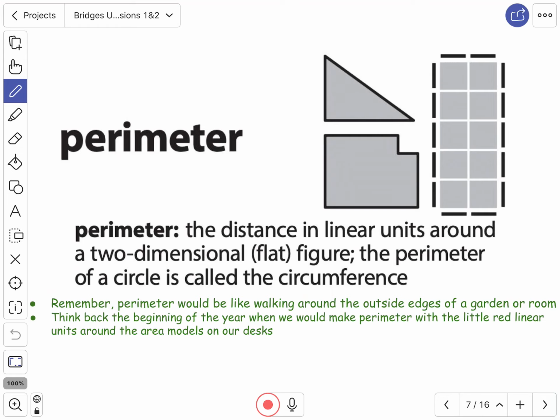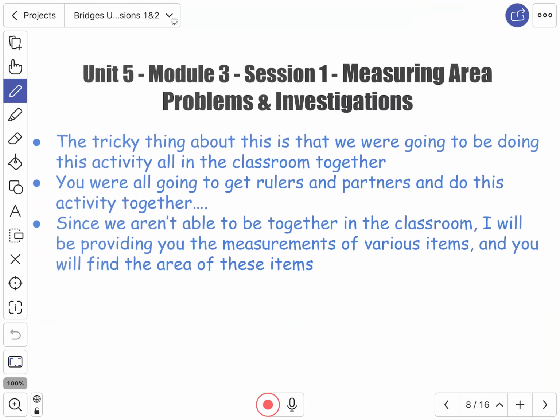Remember that perimeter would be like walking around the outside edges of a garden or of a room. And then think back to the beginning of the year when we would make perimeter with those little red linear units, just like I showed you a little bit ago. But this time we also did it where we made them go all the way around. So if we were talking about perimeter, we would count 1, 2, 3, 4, 5, 6, 7, 8, 9, 10, 11, 12, 13, 14. So the distance around would be 14 units, okay? So it's kind of just counting all the way around something. All right. Okay, so that would be your little recap on area and perimeter.